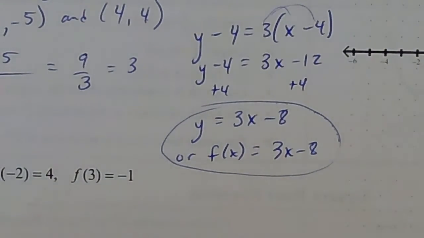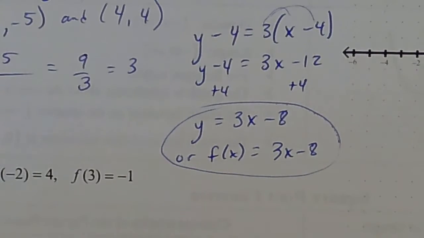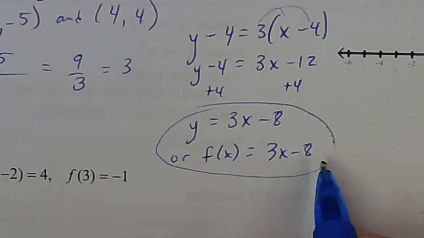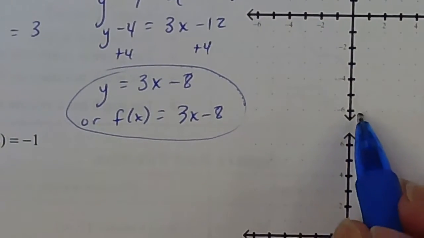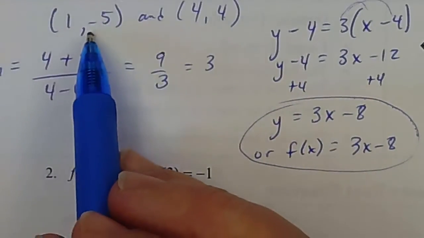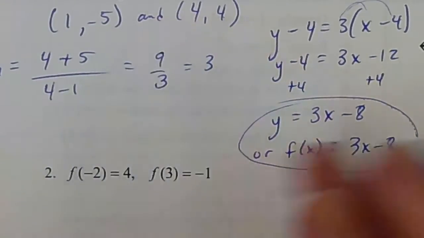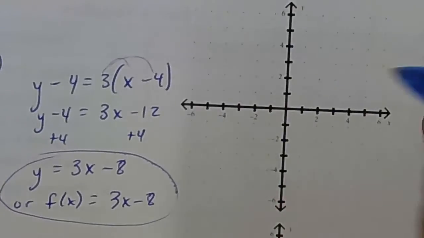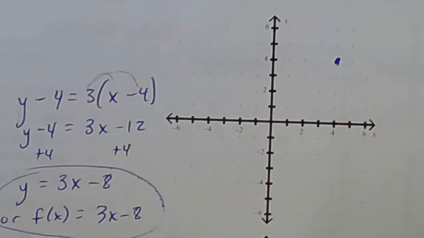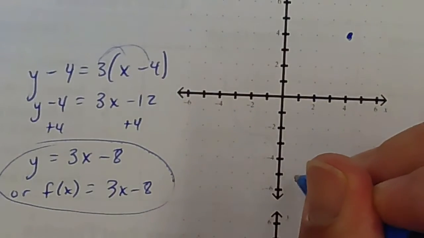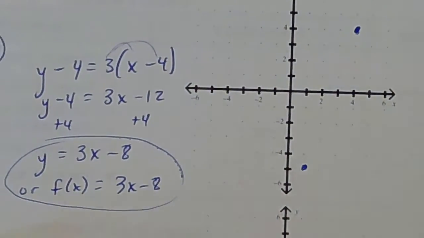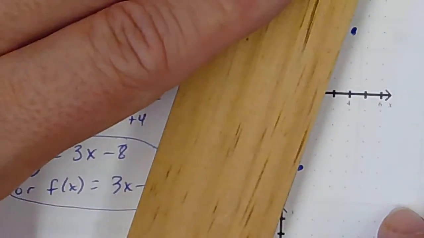All right, so that was kind of part A, write the linear function. Part B, sketch the graph of the function. Now, we usually like to go right to the y-intercept of -8. It's kind of off the graph here, so we might not want to use that strategy. Since we're given 2 points, we could just plot these 2 points and draw a line between them. So 4, 4, 1, -5. Okay. Connect them and then draw a line to show that the domain and range keep going.